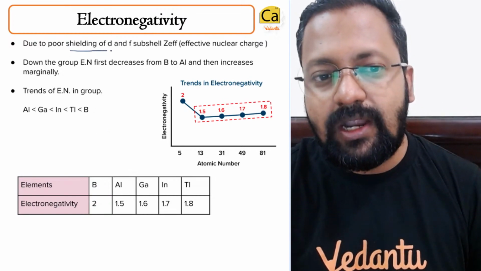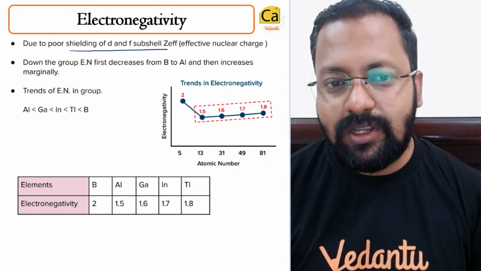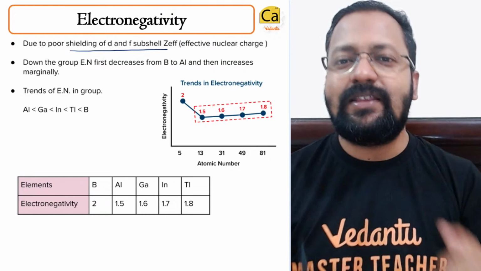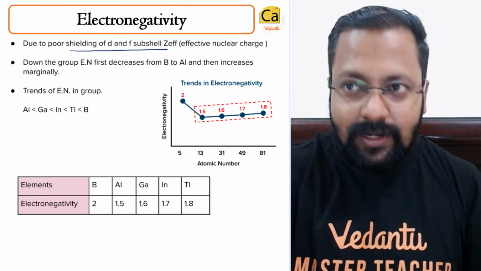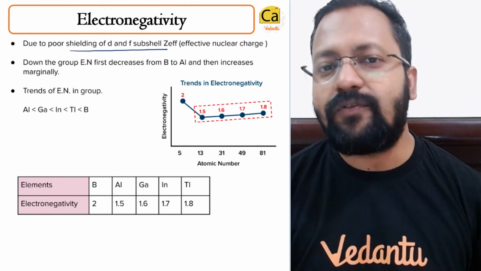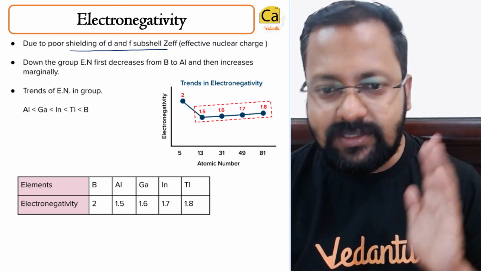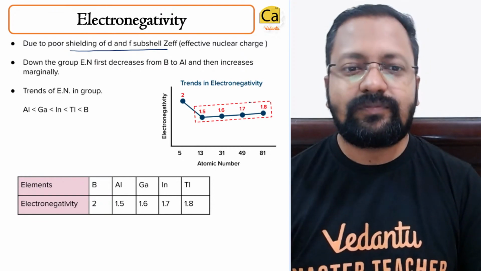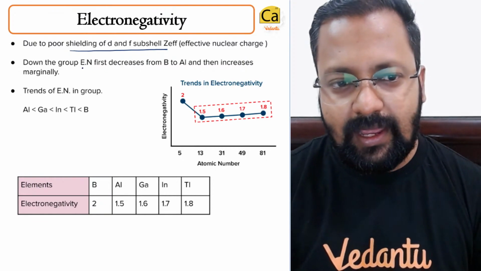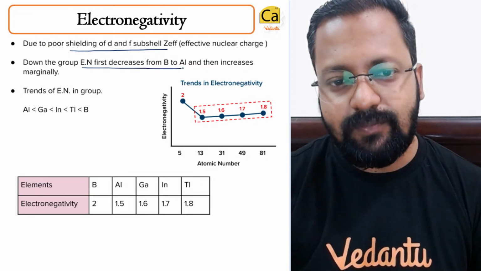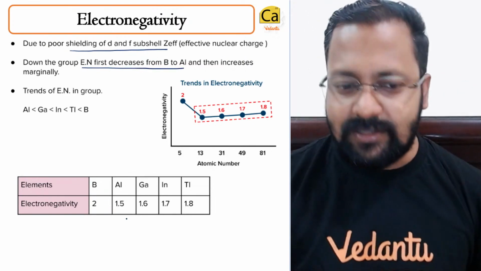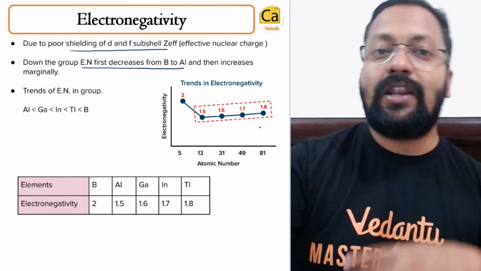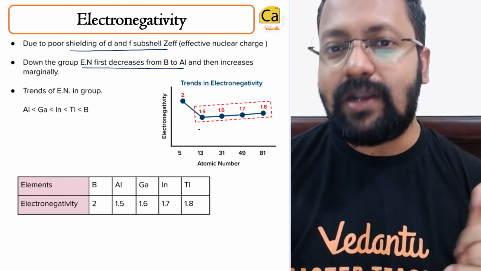Due to the poor shielding of d and f subshells, the effective nuclear charge is increasing, and so the tendency to hold the electron, or to attract the electron pair from a covalent bond, increases slightly. So there is a slight increase. It's like a V. Down the group, electronegativity first decreases from boron to aluminium and then increases. So please do remember the shapes of these graphs. It will be easier for you to remember the trends.